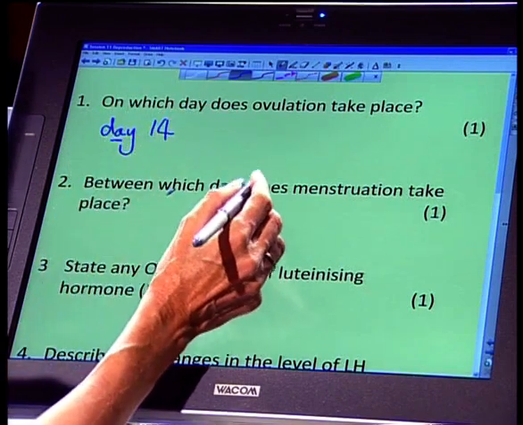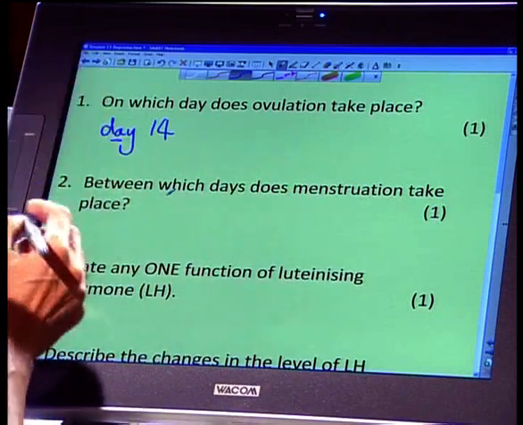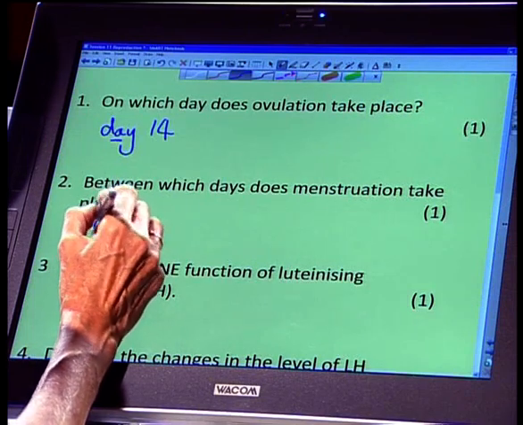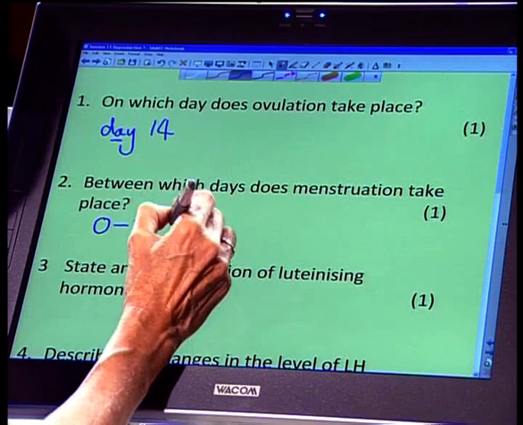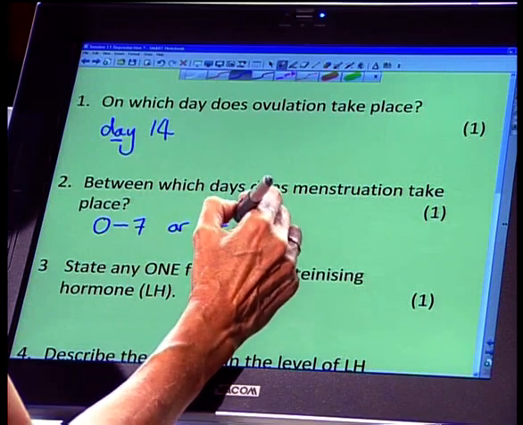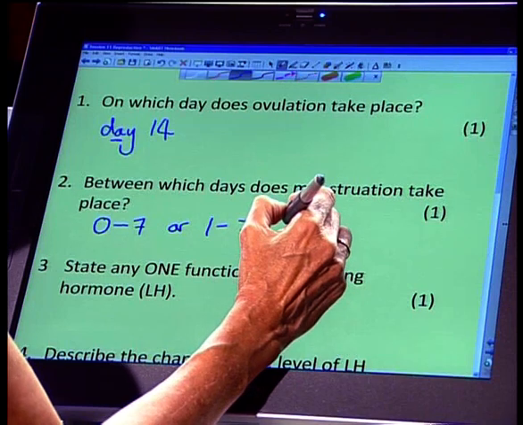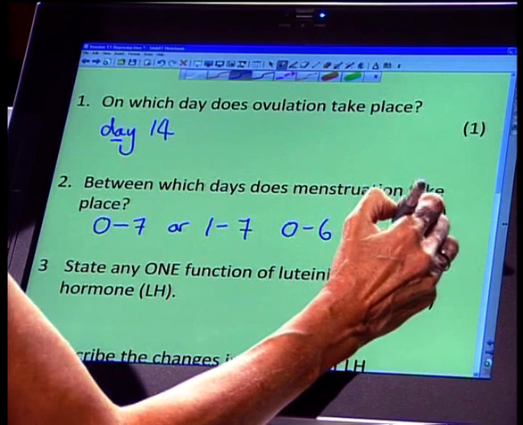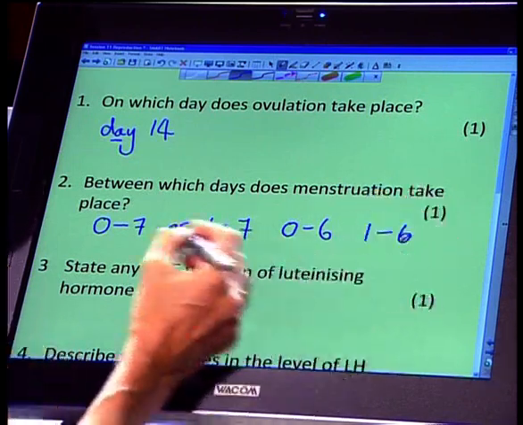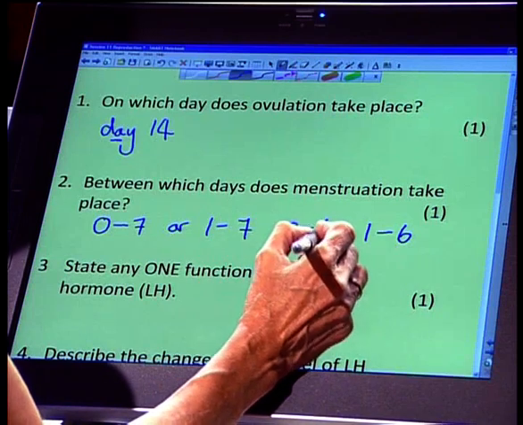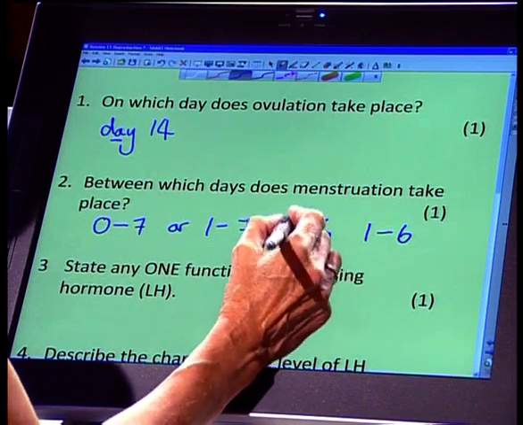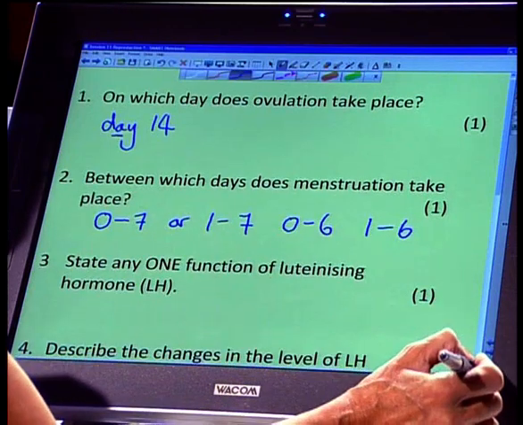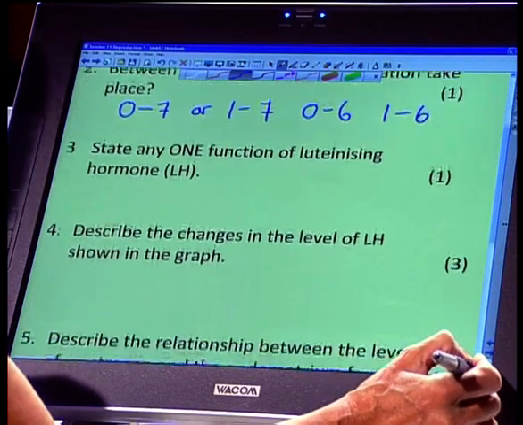Between which days does menstruation take place? We don't even have to look back at that. Menstruation takes place between day 0 and day 7. Or you could have said day 1 and day 7. Or you could have said day 0 and day 6. Or you could have said day 1 and day 6. So that's approximately, because remember, you've got to finish up. So you'll still drip a little bit on the 6th day, but there you go. Any one of those answers would have been correct.